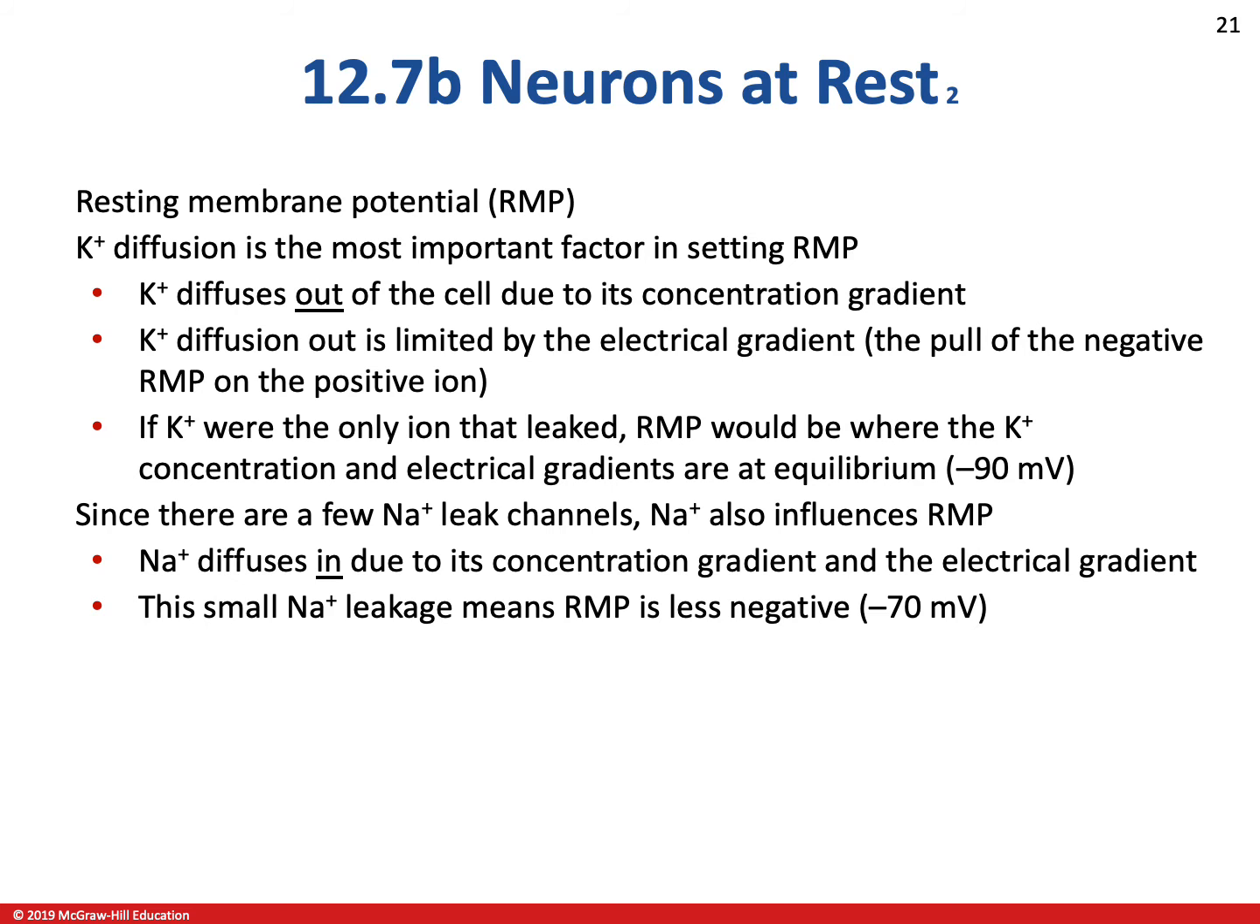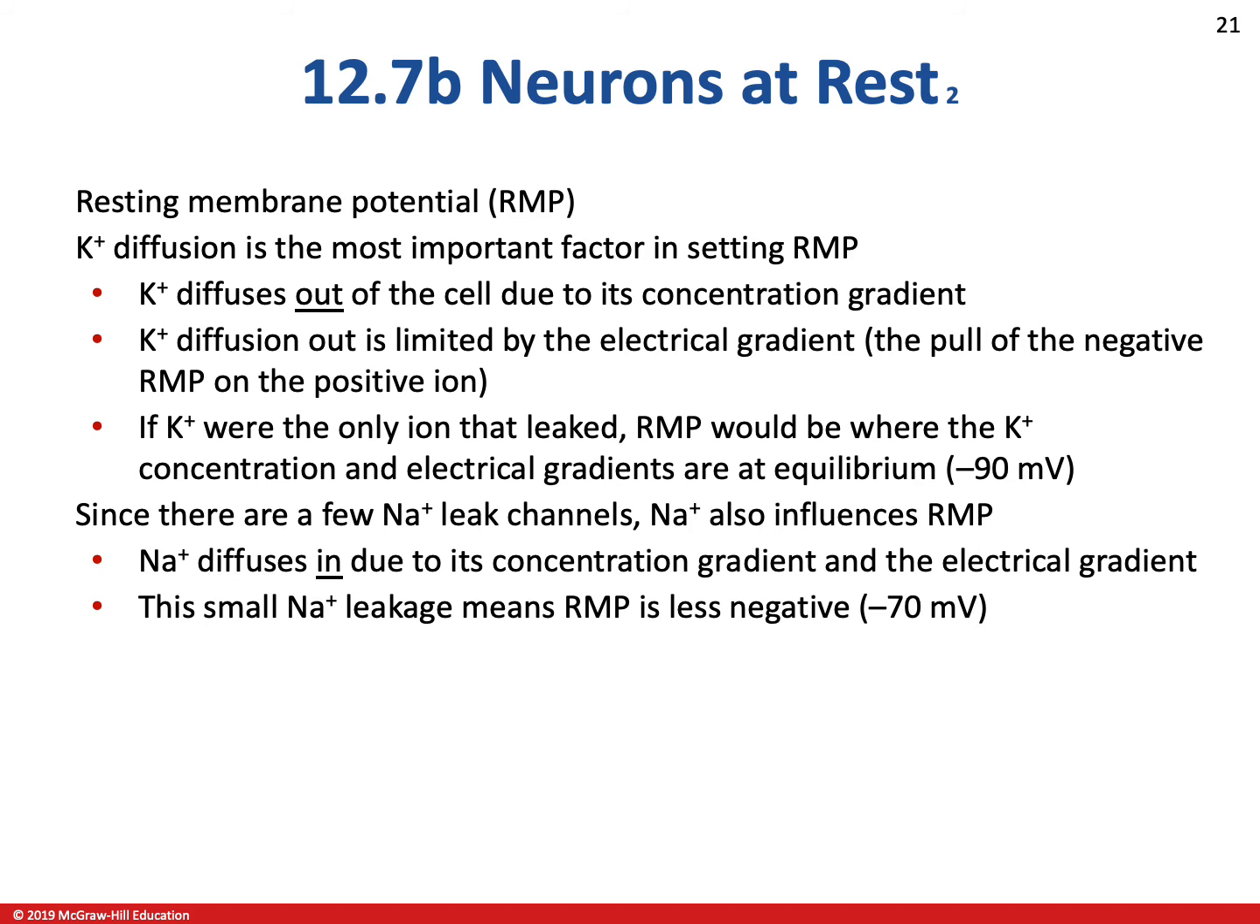For review of the resting membrane potential, you need to know that potassium diffusion is the most important factor in setting resting membrane potential. Potassium diffuses out of the cell due to its concentration gradient. Potassium diffusion out is limited by the electrical gradient. If potassium were the only ion that leaked, resting membrane potential would be where the potassium concentration and electrical gradients are at equilibrium, which is negative 90 millivolts.